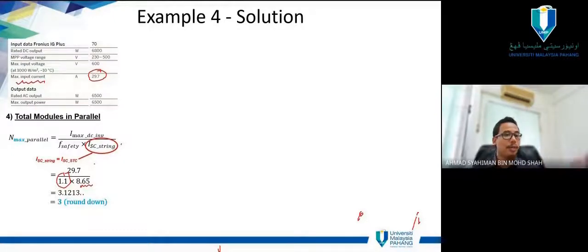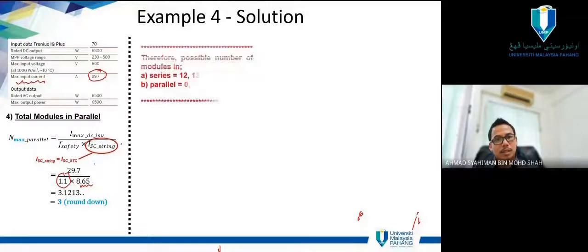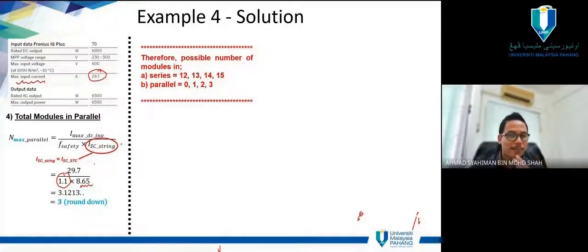Bukan 3 lah, kalau maksimum tadi kita round down kan ni. Ingat maksimum kita round down kan ni. So dekat sini, therefore possible number of modules in series first 12, 13, 14, 15. Okay, 12, 13, 14, 15. And then parallel number sebab maximum is 3. So mungkin 0, 1 ni and 3. Okay. So mungkin 3, 4 ni lah. 0 termasuk sekali lah. Tapi biasanya 0 tak lah.